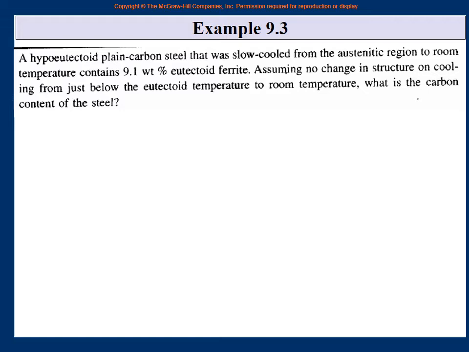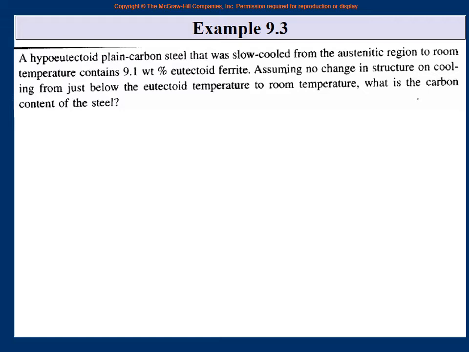Once it is cooled to room temperature, it contains 9.1 weight% eutectoid ferrite. So the mass fraction of the eutectoid ferrite at room temperature is given. Assuming no change in structure on cooling from just below the eutectoid temperature to room temperature, what is the carbon content of the steel? So what is the question?